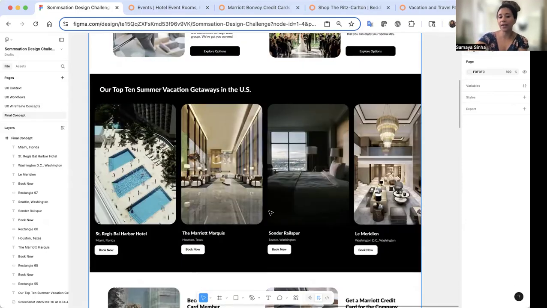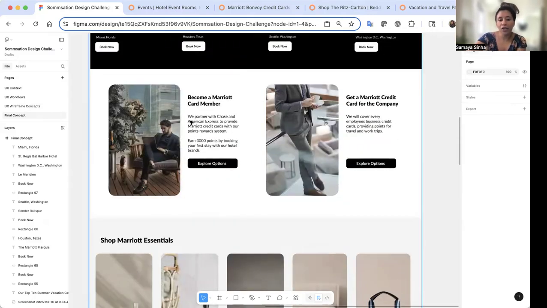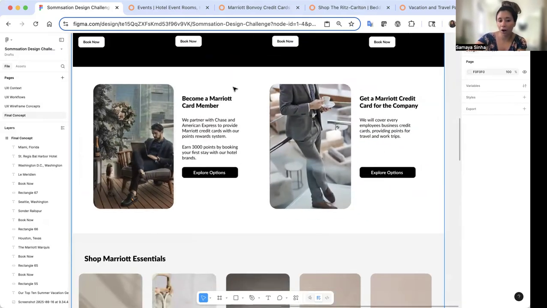And then I wanted to showcase the top 10 summer vacation getaways in the US. And again, this is social proof. It shows how popular Marriott is as a brand. And they can scroll through the top 10, or depending on their location, this would change. So if I was in France, I would want to see the top 10 summer vacation getaways in France or Spain.